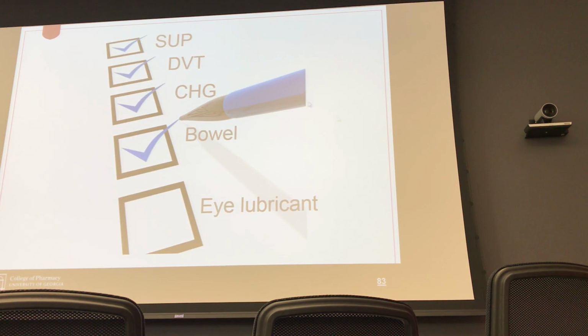Other things to think about: we have him on a PPI because he had it at home. We're saying he has GERD. He's basically on DVT prophylaxis, Eliquis. He's not mechanically ventilated, so we don't need chlorhexidine. He doesn't need any high lubricant. A bowel regimen is something interesting to consider.